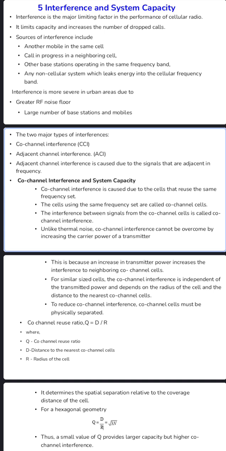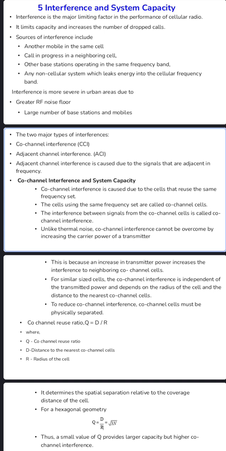Now let us see about the types of interference. One is co-channel interference. It occurs when two cells use the same frequency. It is caused by frequency reuse. Example, suppose cell A and cell D both use frequency F1. If these two cells are too close, then definitely their signals get interfered.